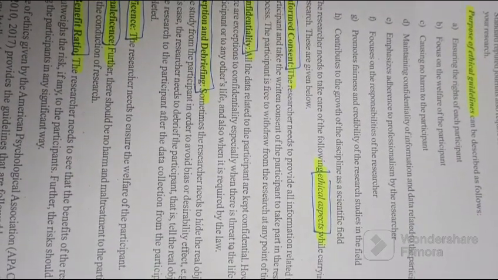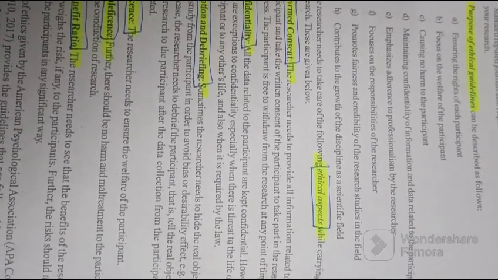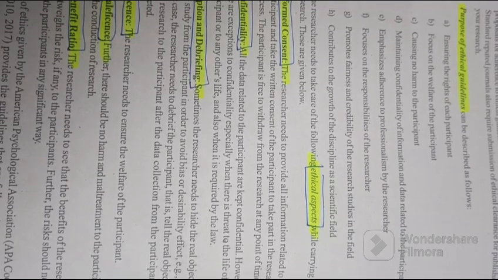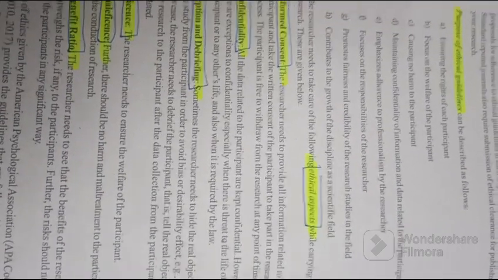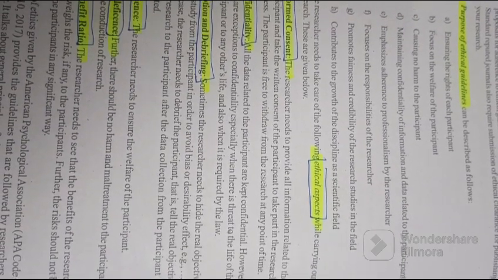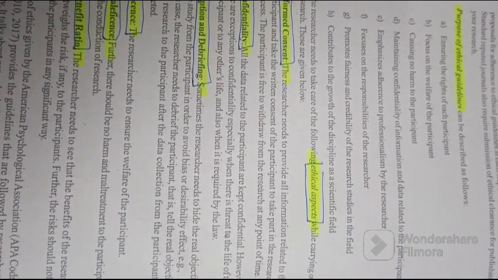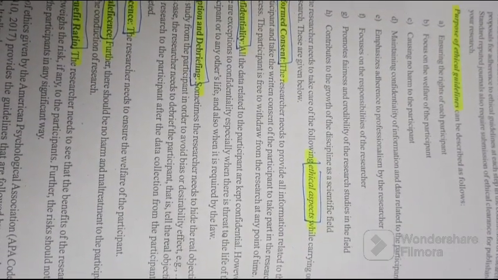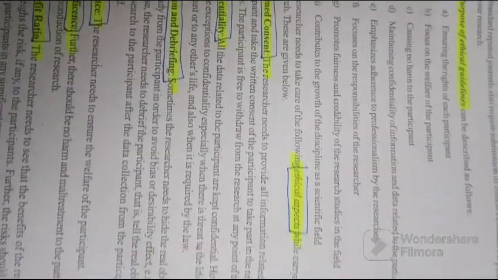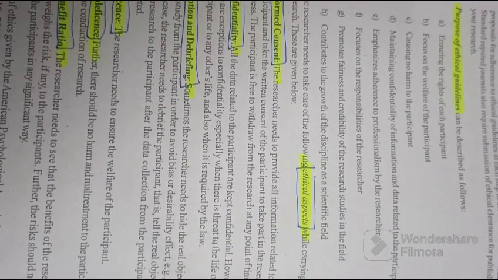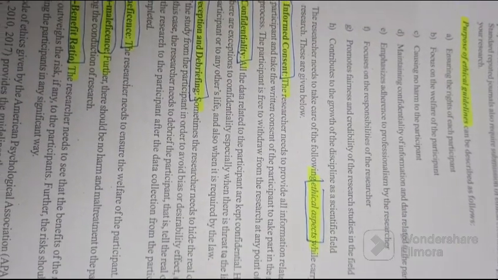Then third is causing no harm to the participant while doing research or during any procedure. Participant should not be harmed in any way. Then maintaining confidentiality of information and data related to the participant, emphasizes adherence to professionalism by the researcher, focuses on the responsibilities of the researcher, promotes fairness and credibility of the research studies in the field, and contributes to the growth of the discipline as a scientific field. So these are the purposes of ethical guidelines.